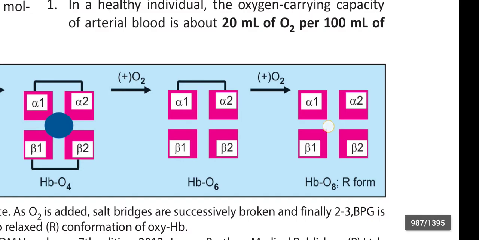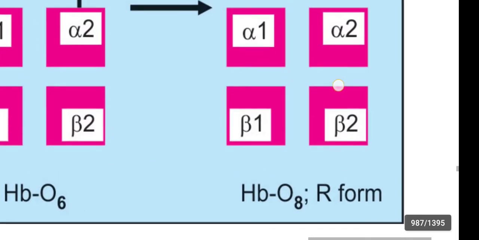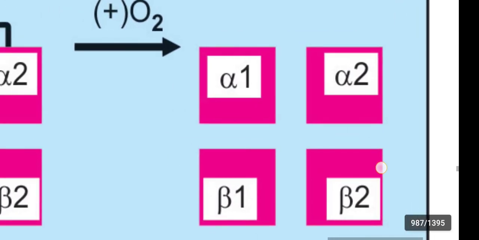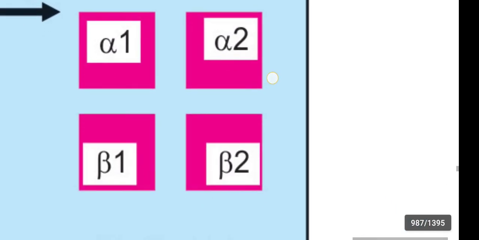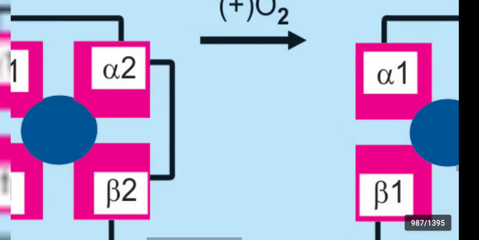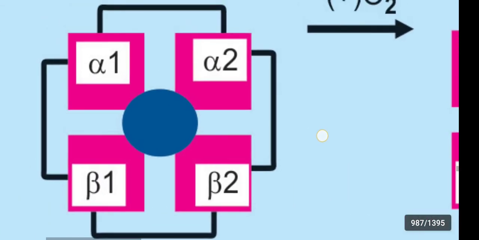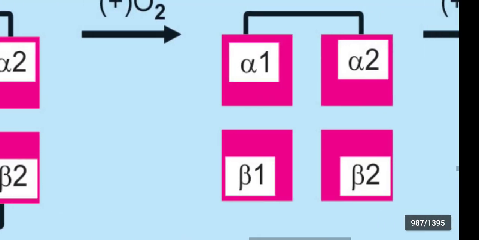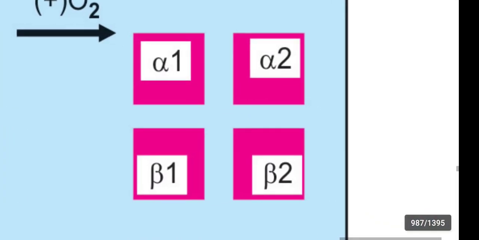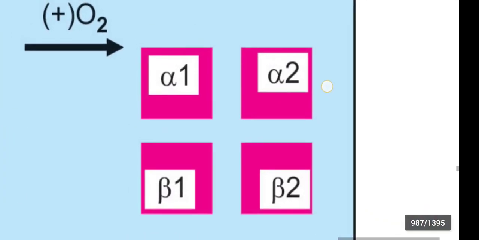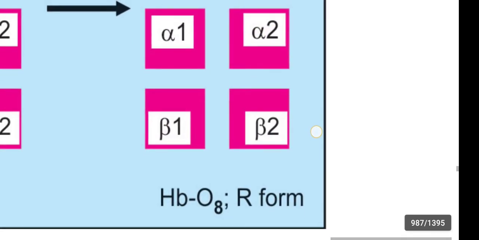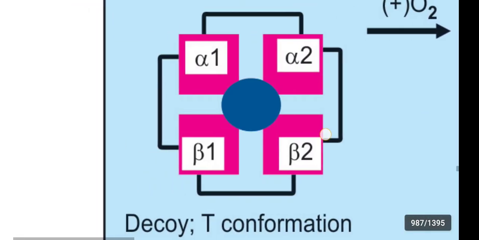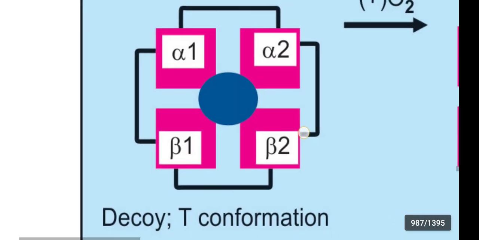See, in the final state all the salt bridges are broken and it comes into the free state, the relaxed configuration. In the tense state, first one is broken, then two, then three are broken. Finally all become free and come to the relaxed configuration. This is HbO8, the R form, and Hb is the tense state.